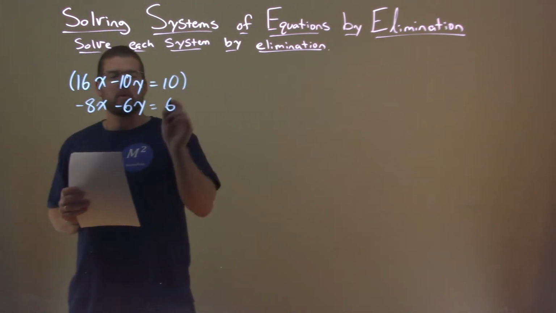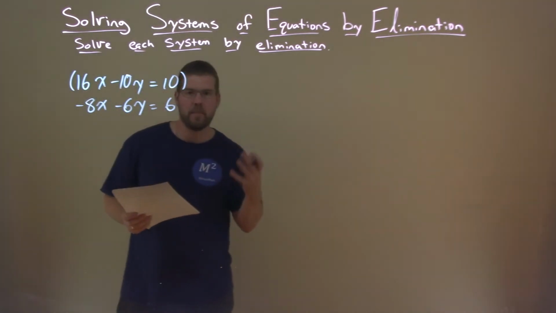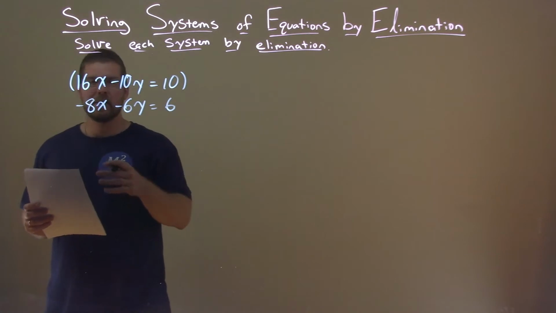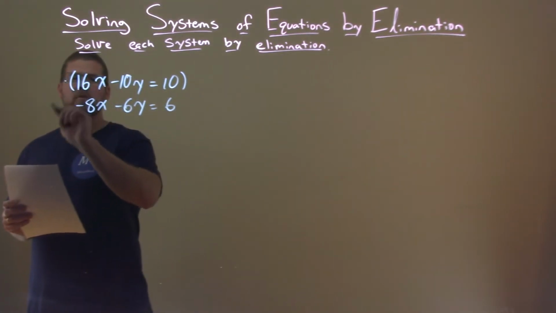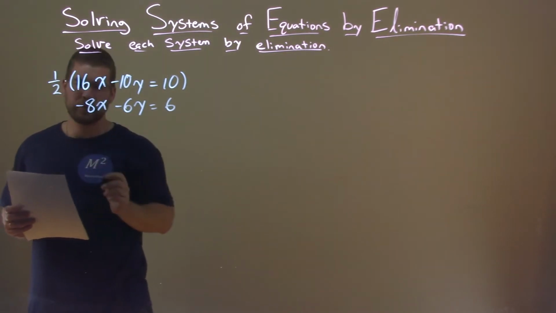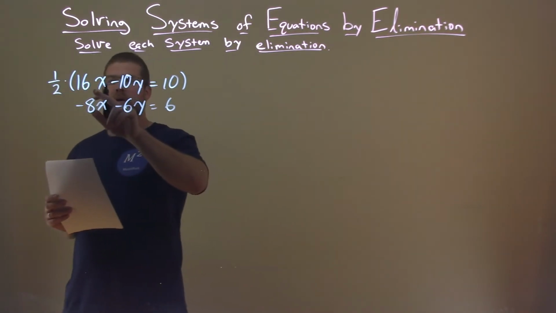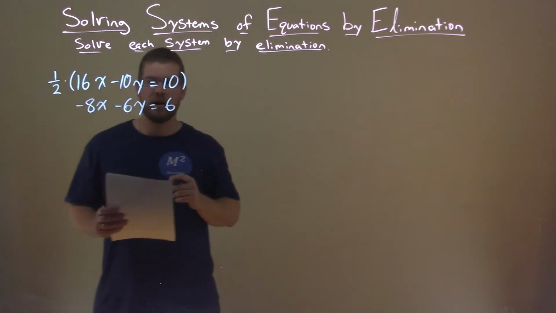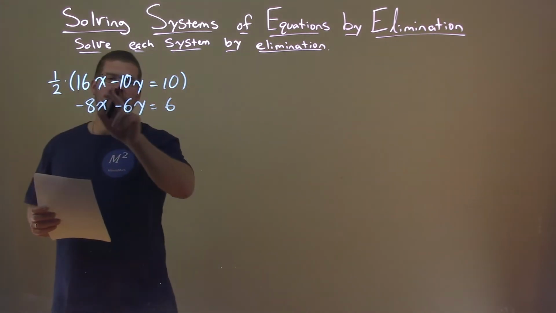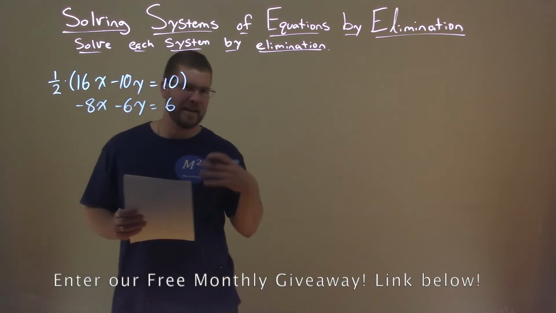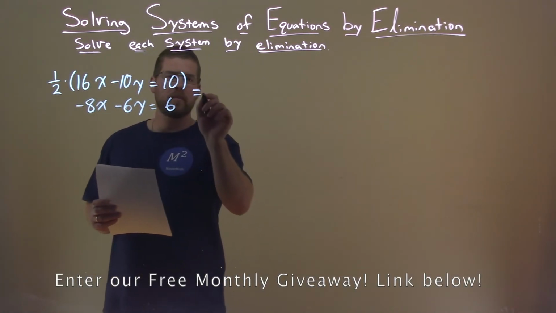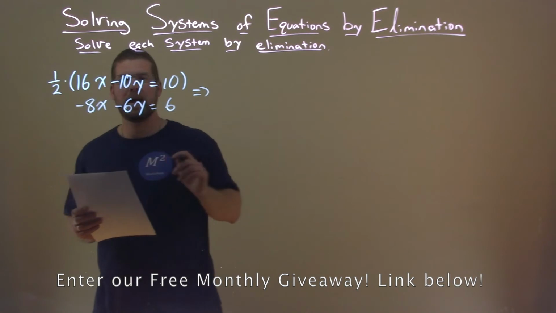A lot of teachers will only have students talk about multiplying by a whole number or an integer. Well, right, this first one here, if I multiply it by 1/2, the 16 becomes an 8, and we'll eliminate the x variable. But I double check that all of these numbers can evenly be multiplied by 1/2 and still get an integer. So, since that works, I'm choosing 1/2.